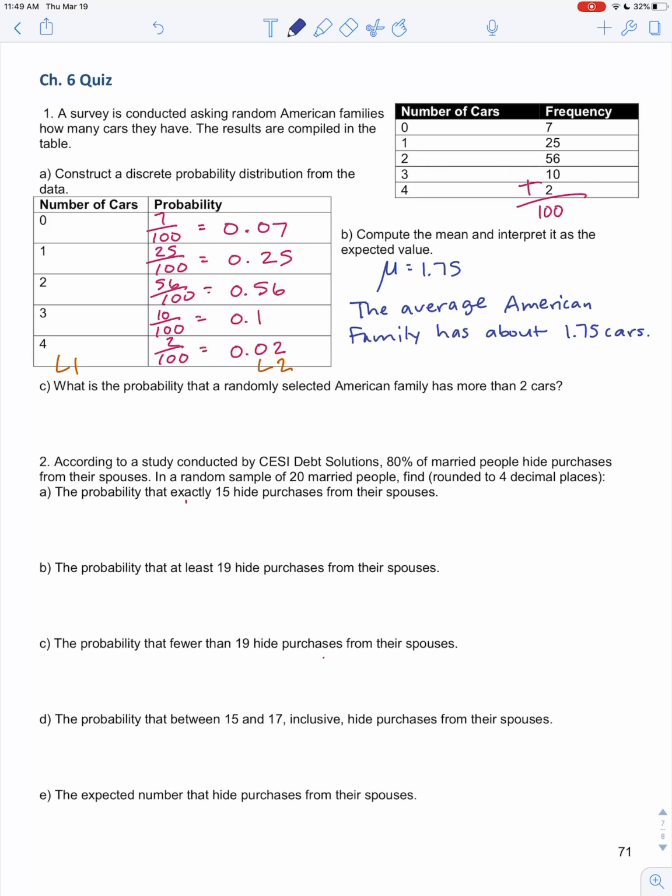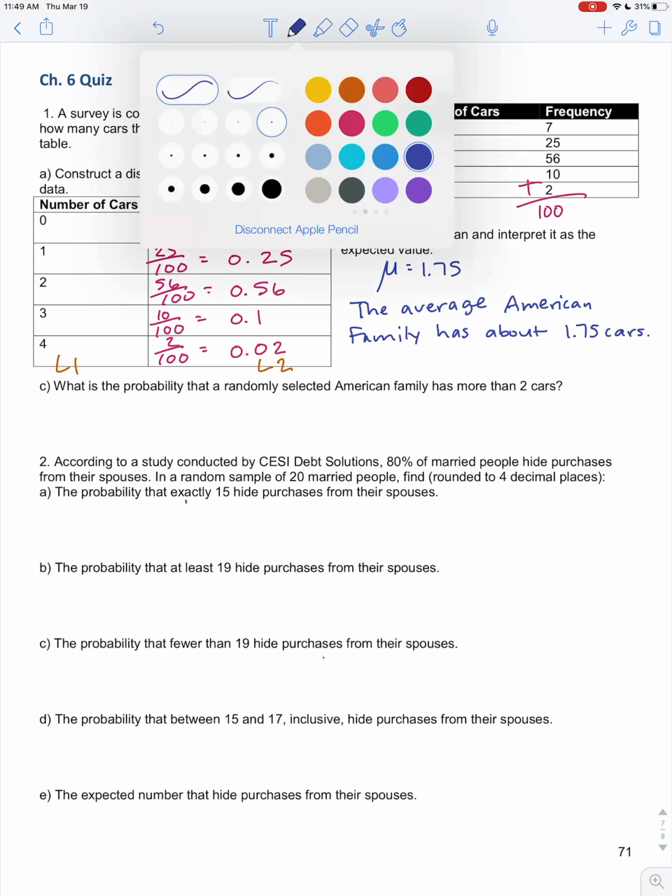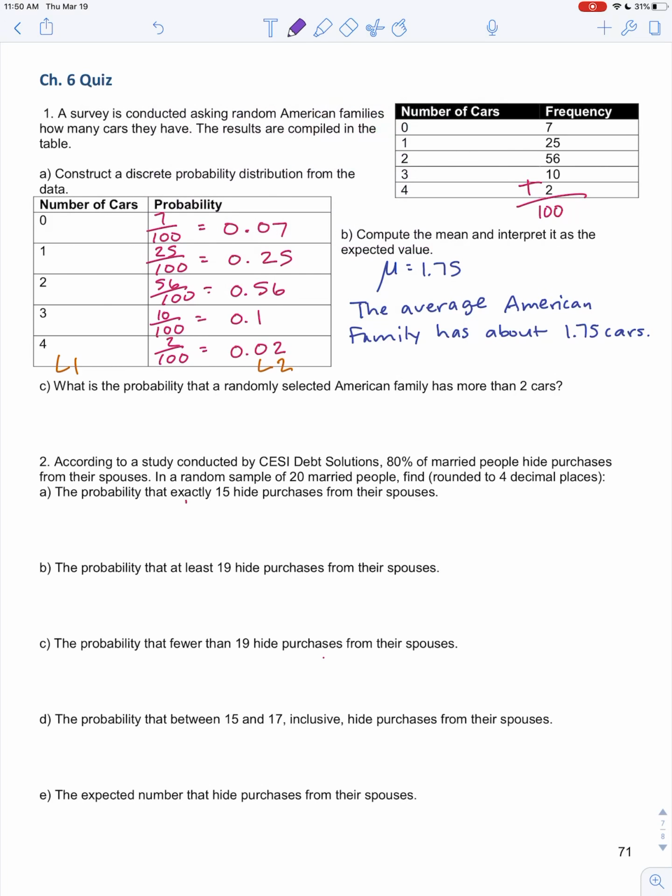Okay, Part C. What is the probability that a randomly selected American family has more than 2 cars? So more than 2 cars would mean they have 3 or they have 4 cars. So those are disjoint, so we can go ahead and just add the probabilities together. So the probability they have 3 cars is 0.1. The probability they have 4 cars is 0.02. So the probability that they have more than 2 cars would be 0.12.